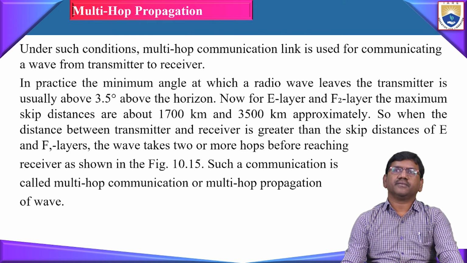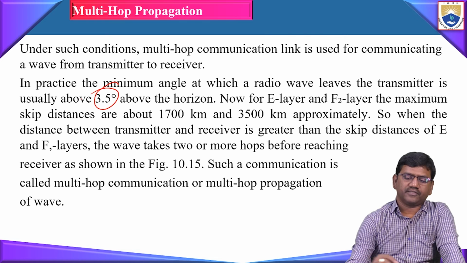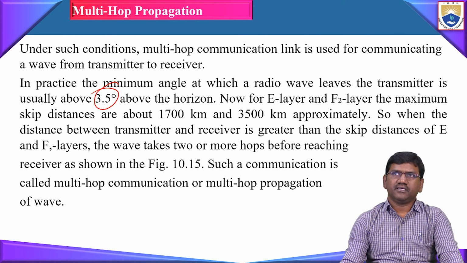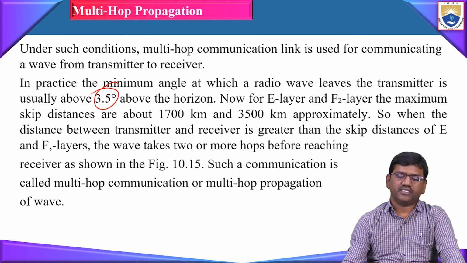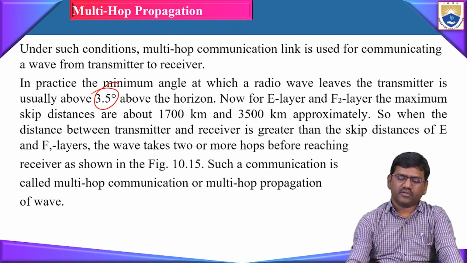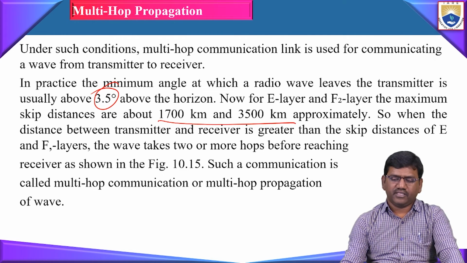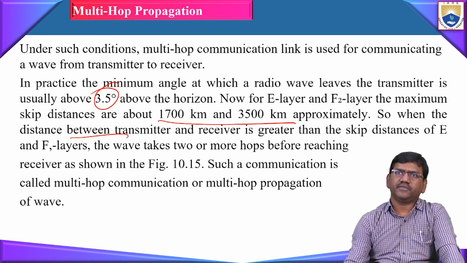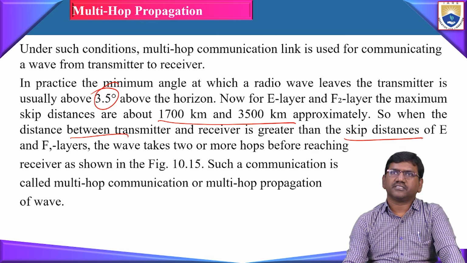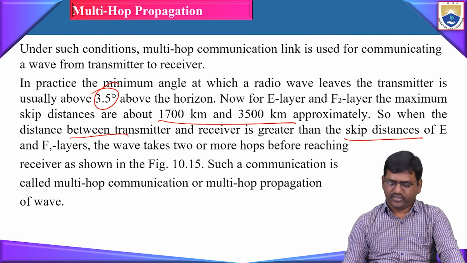In practice, the minimum angle at which a radio wave leaves the transmitter is usually 3.5 degrees above the horizon. We know that for the E layer and F2 layer, the maximum skip distances are about 1700 to 3500 kilometers approximately. When the distance between the transmitter and receiver is greater than the skip distances of the E and F layers, the wave takes 2 or more hops before reaching the receiver, as shown in the figure.